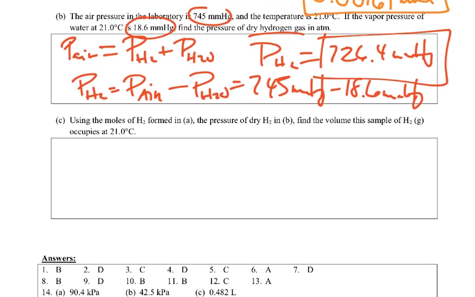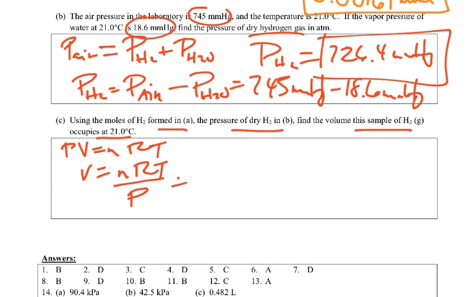Okay, so the last one, using the moles of hydrogen formed and the pressure of hydrogen, find the volume of this sample of hydrogen. Using moles of hydrogen formed in A and the pressure of the dry hydrogen in B, find the volume the sample occupies at 21 degrees. So what we're saying, we have moles in A, and we have pressure, find the volume. Okay, this sounds like a PV equals nRT problem. We want to find the volume, so V is going to be equal to nRT over P, and I'm going to run out of time, so you just have to do this part yourself. We know R, we know the moles. And here's the answer.